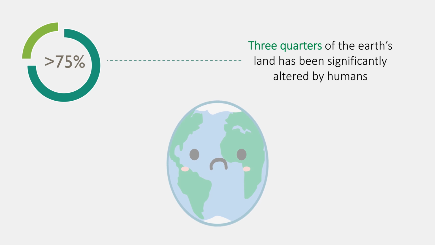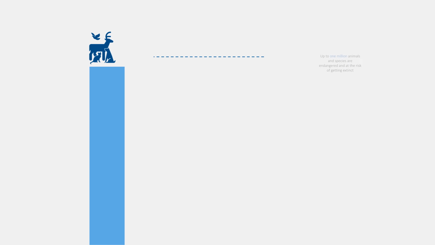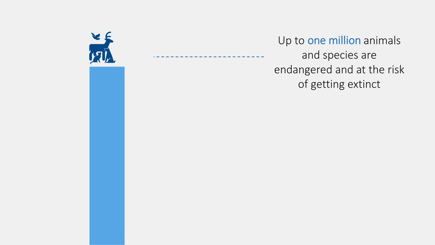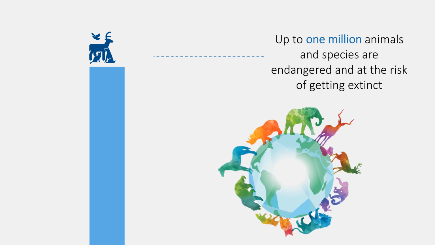According to a 2019 United Nations report, up to 75% of the Earth's land has been significantly altered by humans. This has had the largest impact on wildlife. Indeed, up to 1 million animals and species are endangered and at the risk of getting extinct. Our world is currently facing a biodiversity loss crisis.